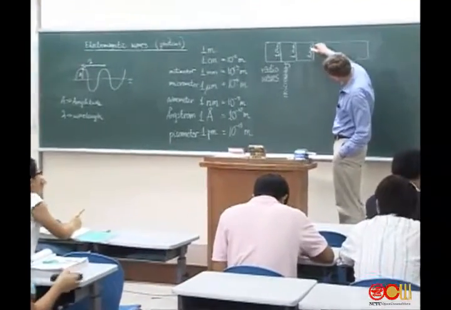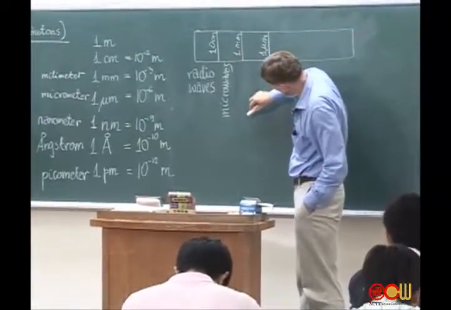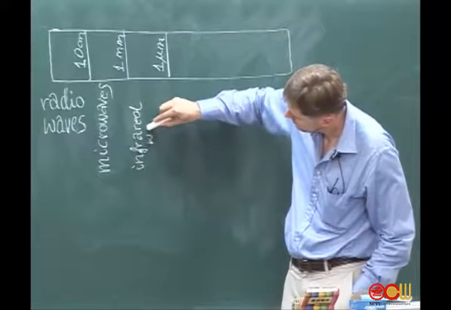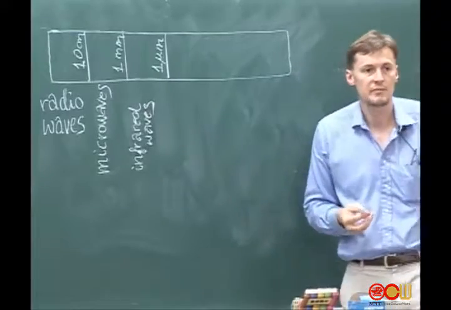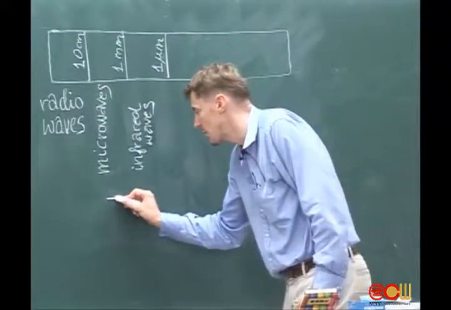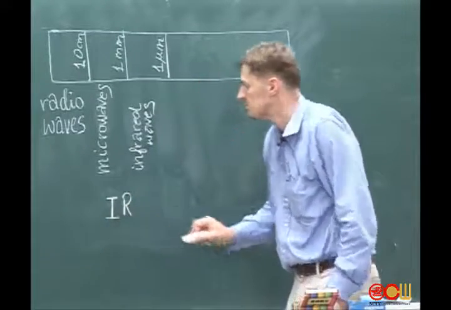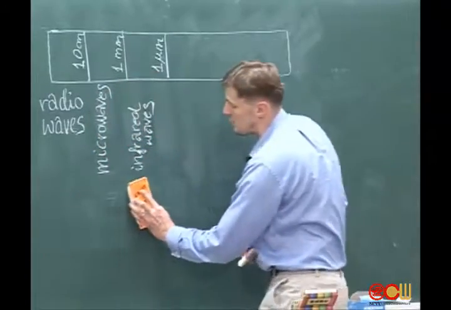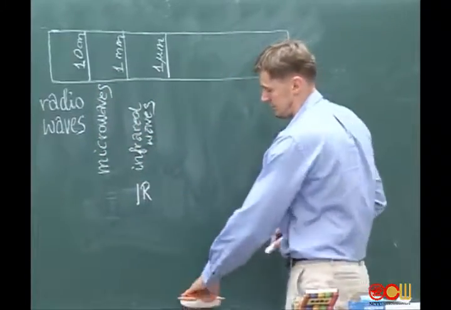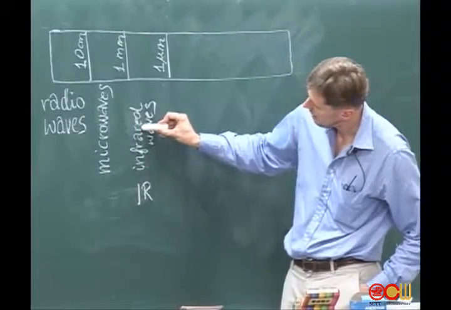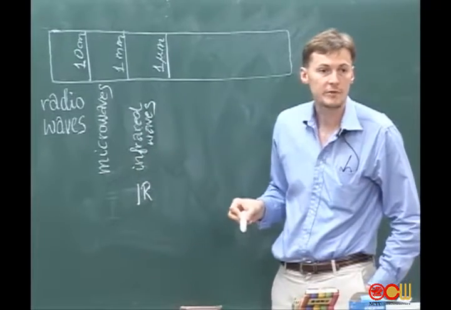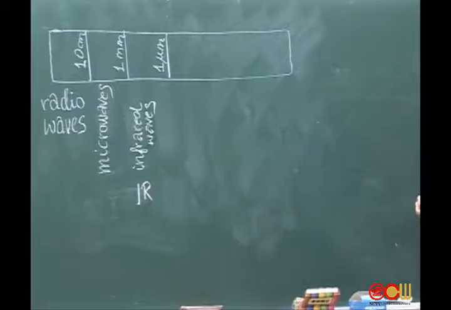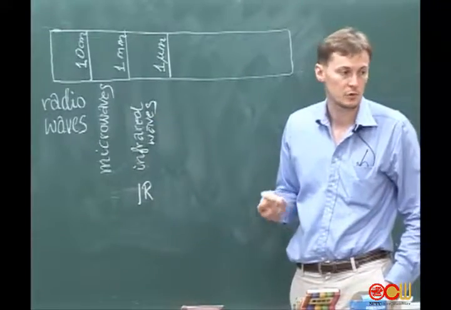So we have microwaves. And here between 1 millimeter and 1 micrometer, you have something what is called infrared. Infrared waves, very often just denoted in the abbreviation as IR. IR stands for infrared. Infrared means larger than red. And why larger than red, you are going to see in a moment.